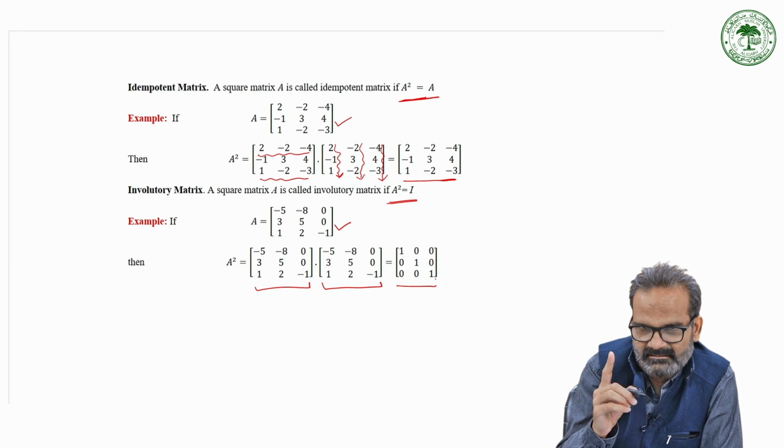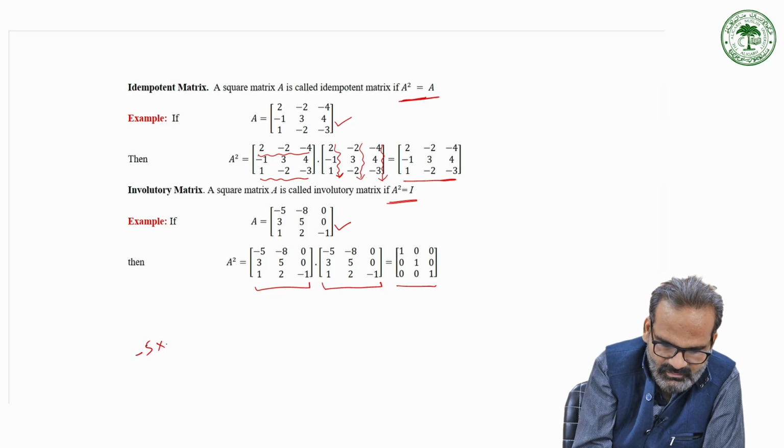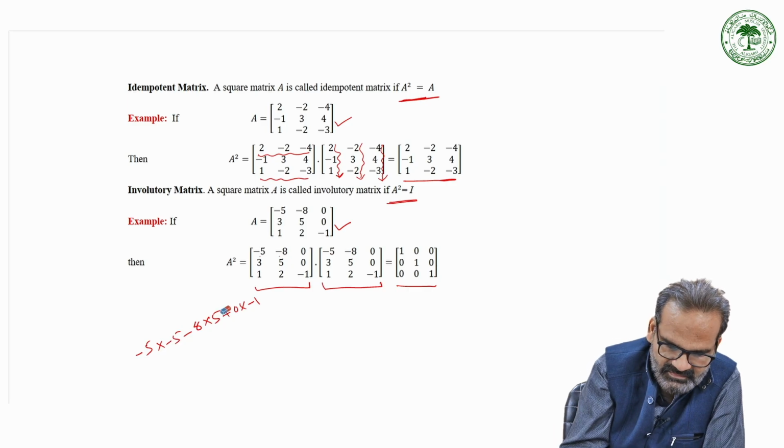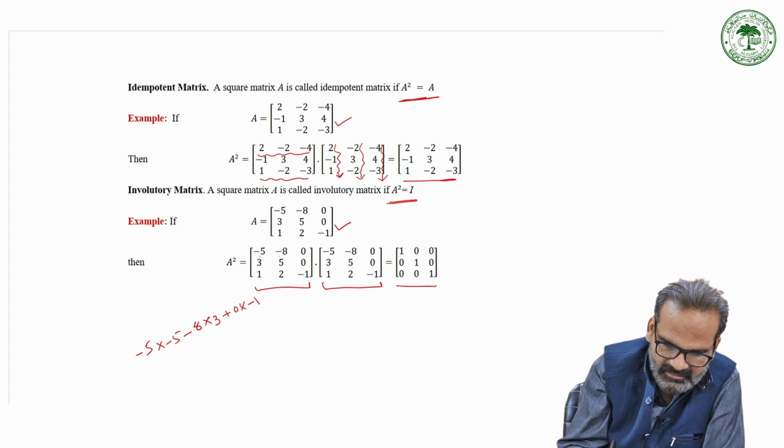Let us take one case. The first row should be multiplied with the first column. So minus 5 into minus 5, minus 8 into 5, plus 0 into minus 1. Minus 5 into minus 5, minus 8 into 3. First row with the first column: minus 8 into 3, and then 0 with 1. This is 1. What will you get?